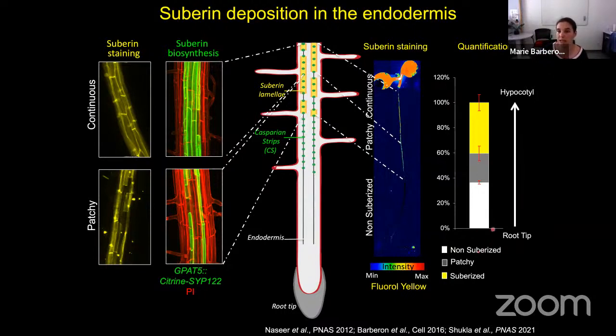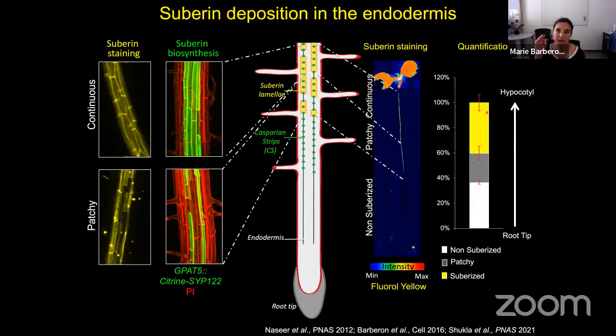So we can quantify the zone of the root that is non-suberized, the zone that is called patchy, and the zone that is continuous. And this is very convenient when we want to compare mutants, conditions, and so on. And you will see some of my data where this is very useful.